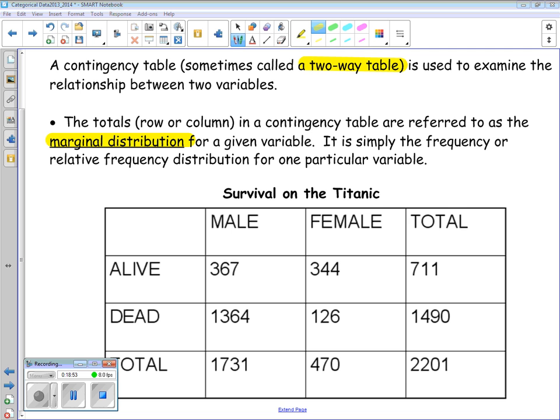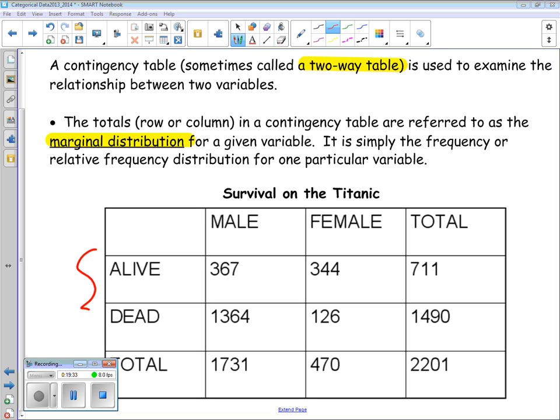Marginal distribution means I'm going to be using the numbers in the margins. That's really the easiest way for me to explain it. There are two different categories or two different variables that are being described here. Let's talk about what those two variables are. Give me one of them. In any contingency table or two-way table, there are two variables. Charles: Whether the people survived. Good. Whether they lived or died.